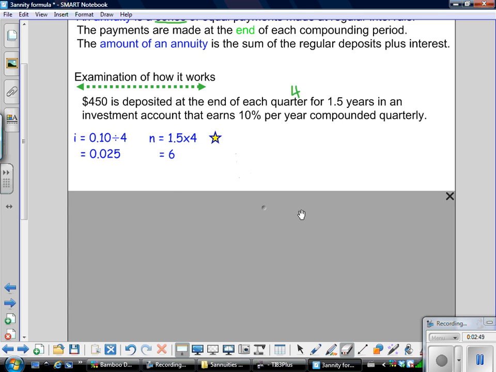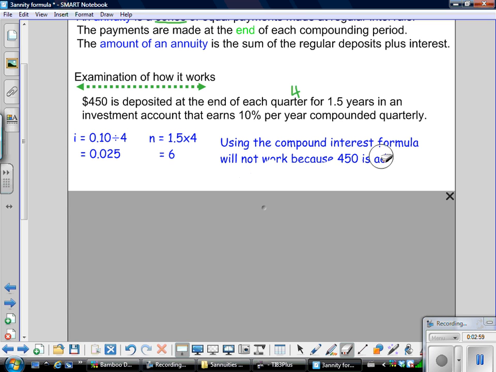The reason for the star here is that I can't use the compound interest formula, because it will not work when $450 is added each quarter. I could use it if I was only depositing one $450, but I keep adding another $450 each quarter, so it's not going to work.